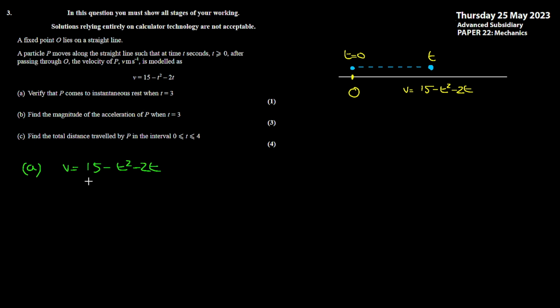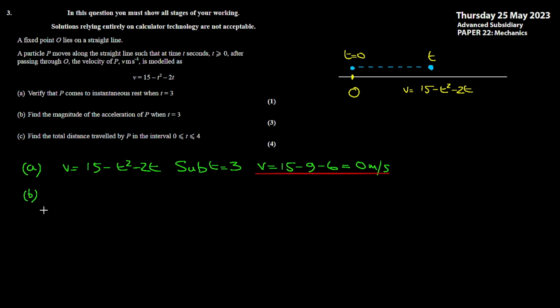3. So if this is our velocity equation, sub t equals 3, and we get that v is equal to 15 minus 9 minus 6, which is indeed 0. So there's rather quickly the answer to part A.